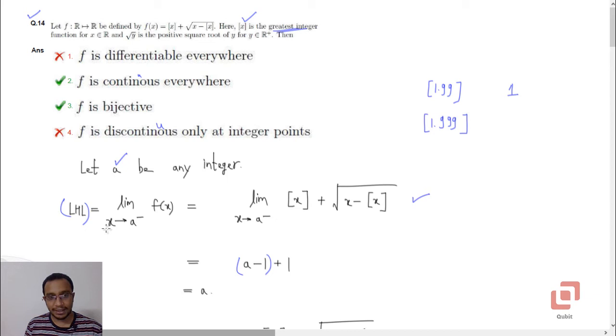So for a, when we are finding the left hand limit, this will be equal to a minus 1 plus. Now let us go to x minus floor of x. There will always be this gap, because a is already an integer, so this is a, and floor of x is a minus 1, as we have already found. So if we do this, we are going to get 1, and because the square root is the positive square root, we just need to add 1 to this. Minus 1 and plus 1 will cancel, so the left hand limit will be equal to a.